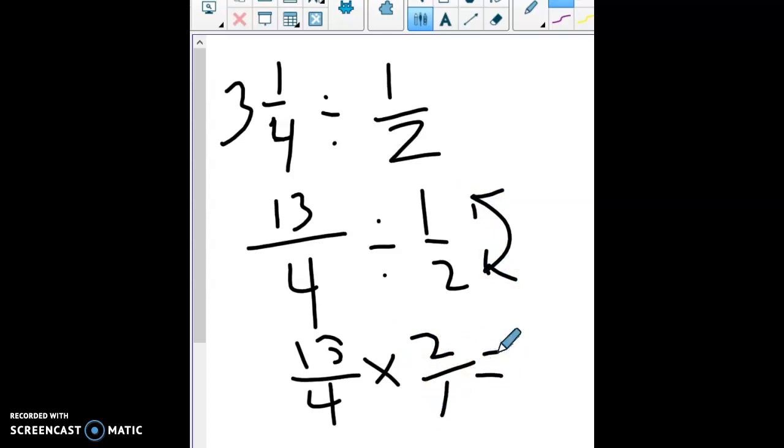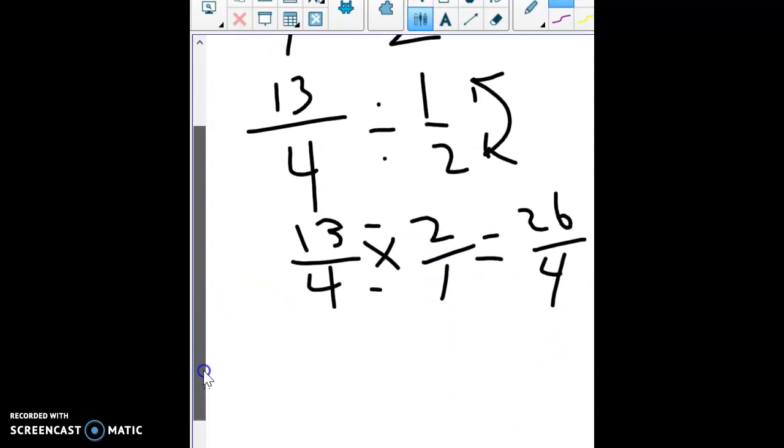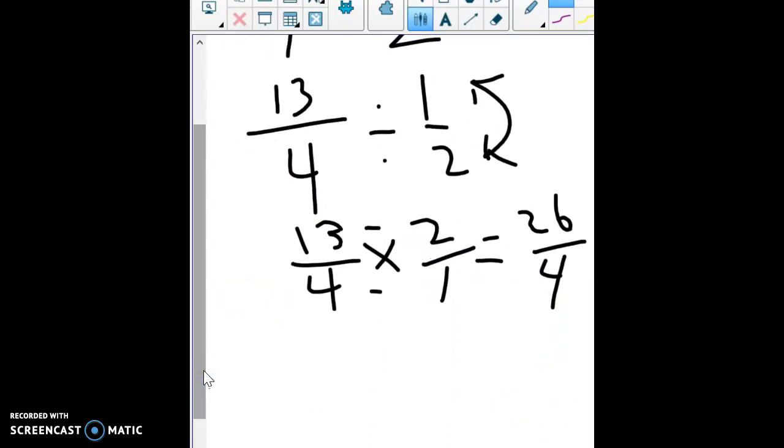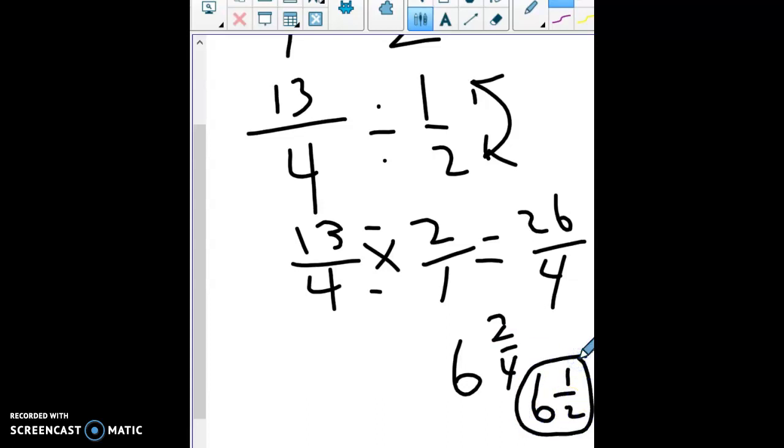And then it's a multiplication problem. We just multiply straight across. 13 times 2 is 26, and 4 times 1 is 4. Which leaves us with an improper fraction, which we know we need to turn into a mixed number. So 4 will go into 26 6 times, with 2 left over 4. And I can simplify 2/4. The final answer would be 6 1/2. And that's how we divide fractions.